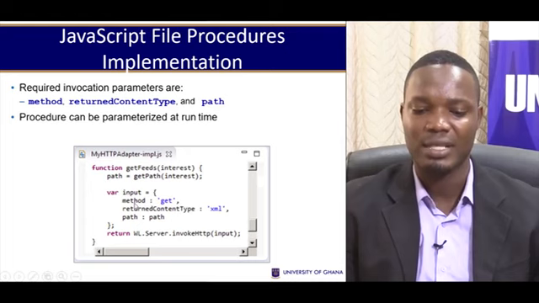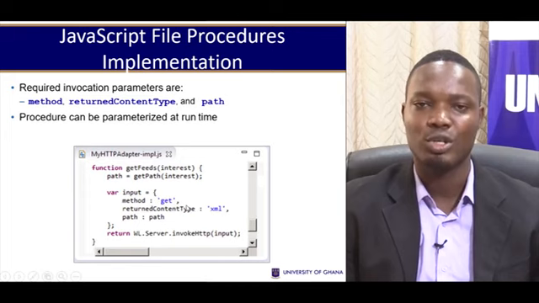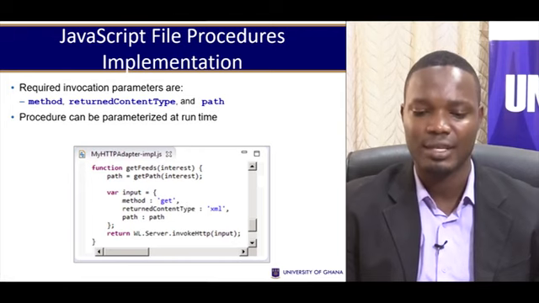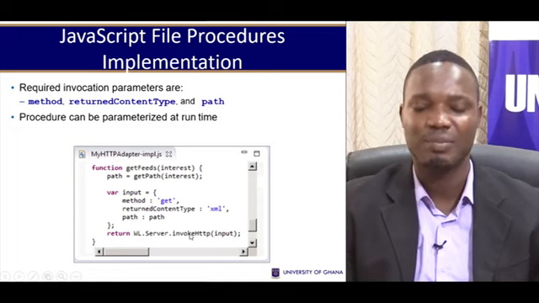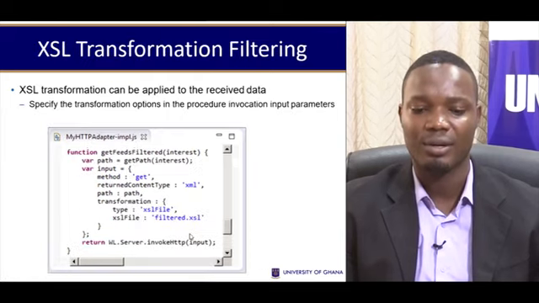And so here we see the method, which could be a get or post, and the return content type, what we want to actually receive. That could be in several formats: we could have JSON, plain, XML, and so on. And then the path, which we looked at in the URL, the portion which we call the path, can also be specified. Then we call that by calling the server API, WL.Server.invokeHTTP, and we pass in this input or invocation data. Okay.